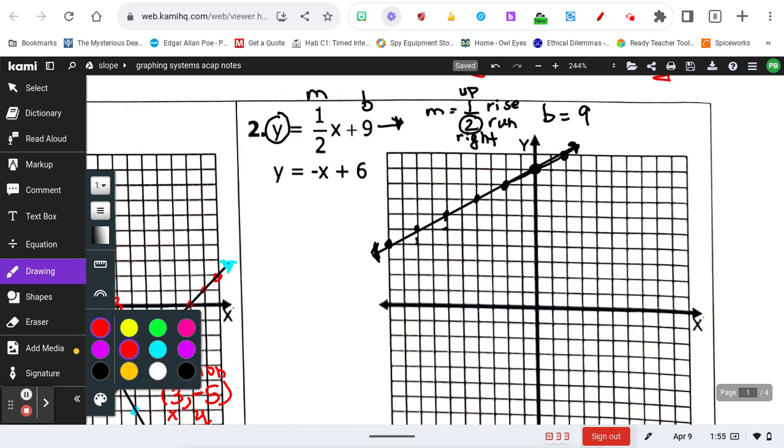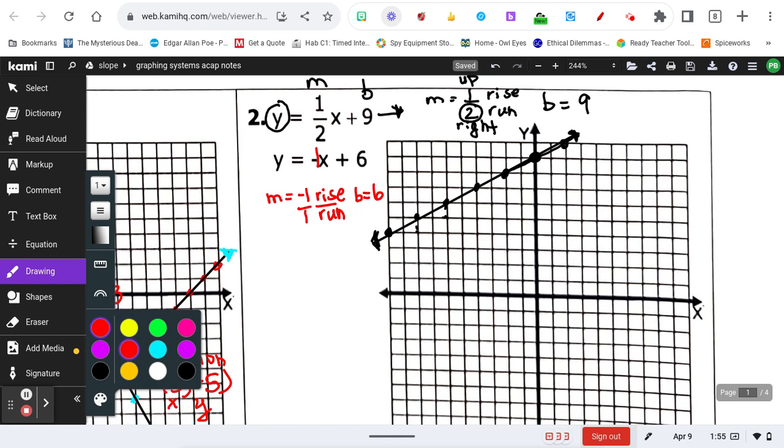Guess I'll do the other one in red. All right, this has an imaginary -1. So the slope is -1. It has a rise, but no run. So I put a 1 for the run. My y-intercept is 6. So I'm going to begin on the y-axis at 6.